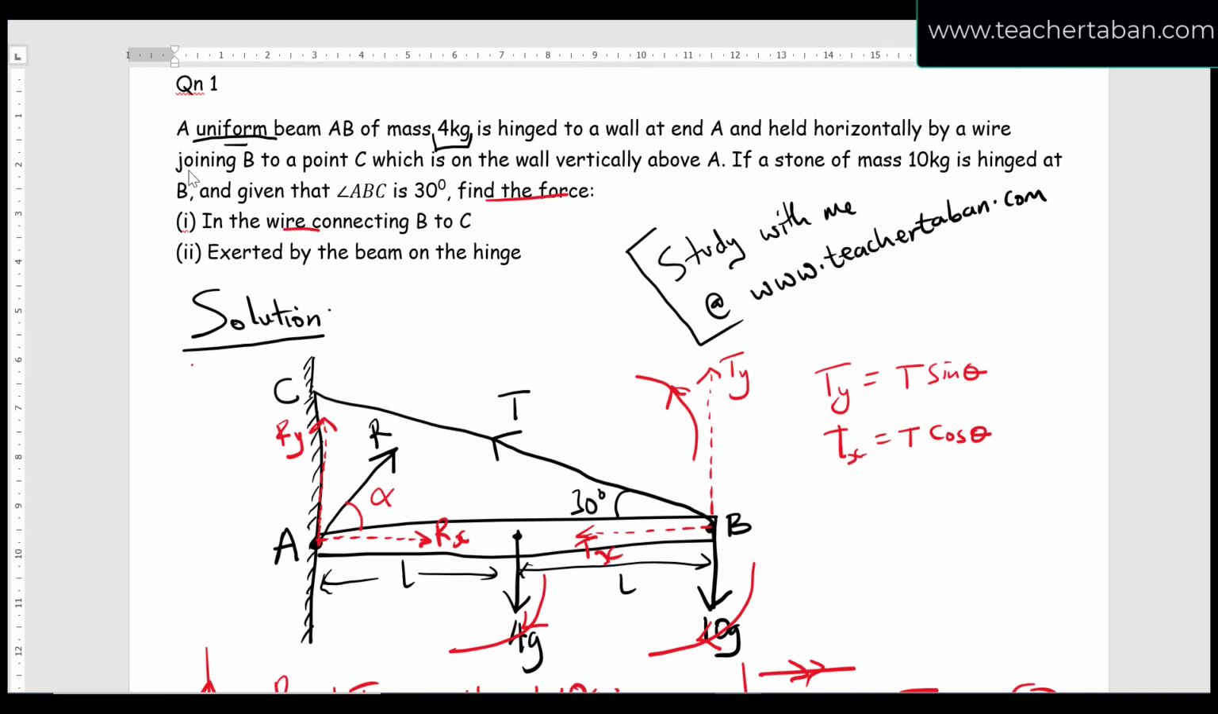So with this, we have answered the question, which was asking for the force in the wire, that is the tension T, and we've got that tension T as 235.44 newtons, and then the force exerted by the beam on the hinge, and that is the reaction, which is 204.8 newtons, and its angle is 5.5 degrees to the horizontal.